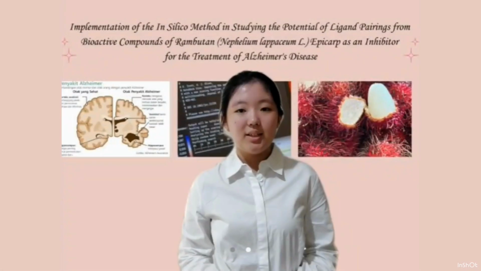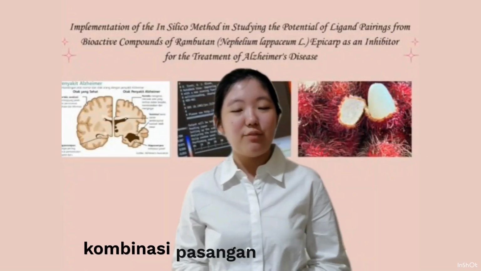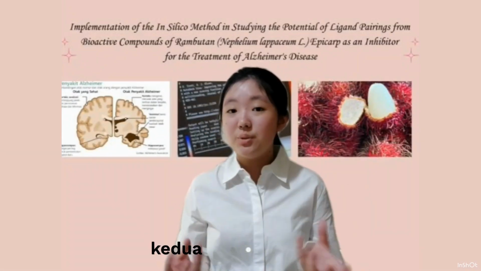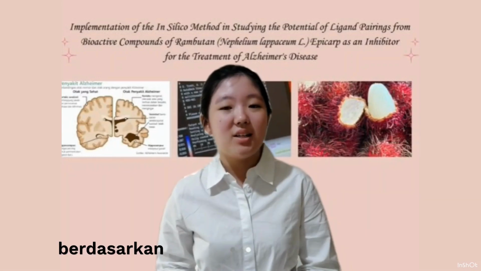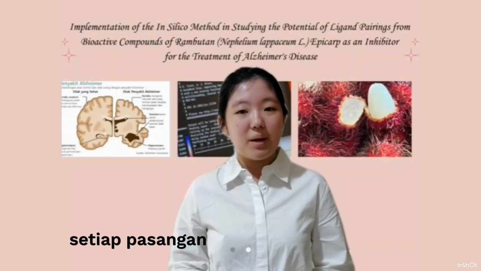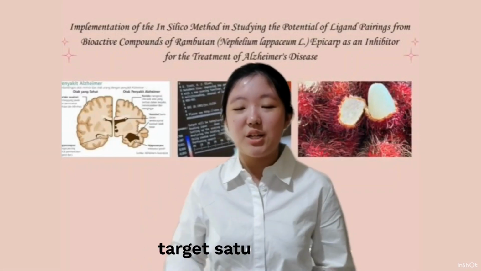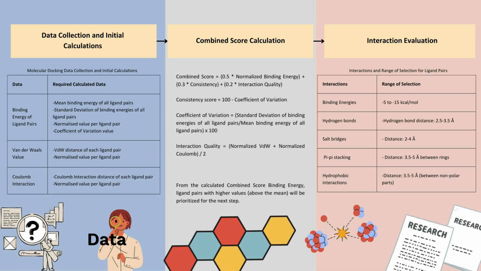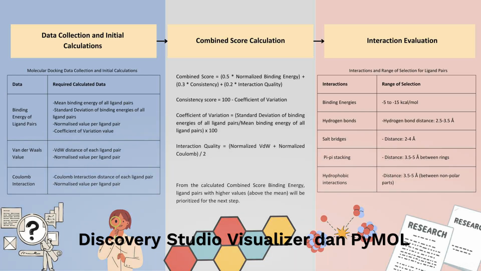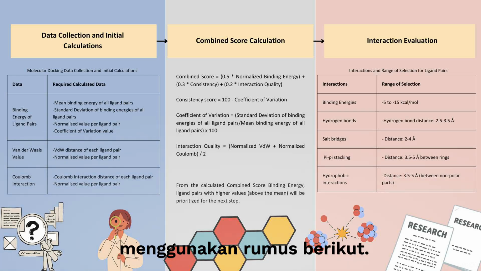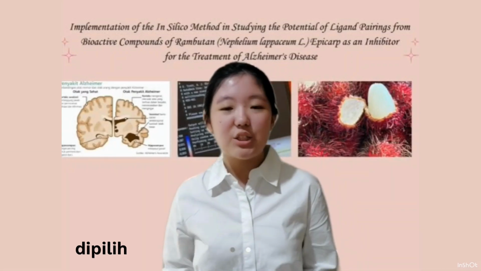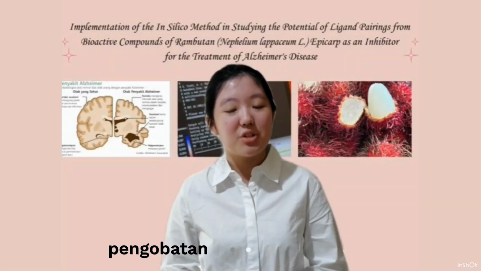In the second stage, the combination of ligand pairs is determined, and chemical linkers are added between the 2 ligands that will pair up based on the distances of the interacting binding pockets. Then, each ligand pair is docked with 2 target proteins one by one. The following data are obtained and analyzed using Discovery Studio Visualizer and PyMOL using the following formulas. The ligands that pass the selection and analysis will be selected to be the potential inhibitors for the treatment of Alzheimer's disease.